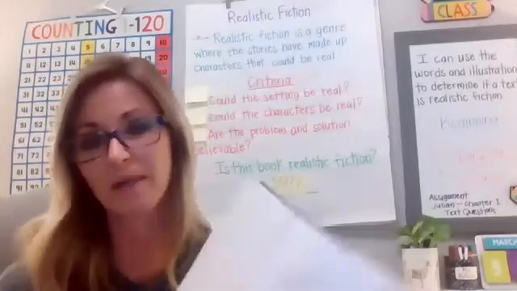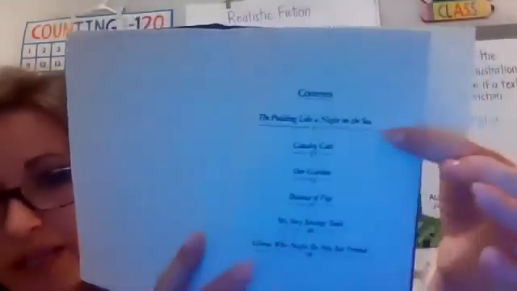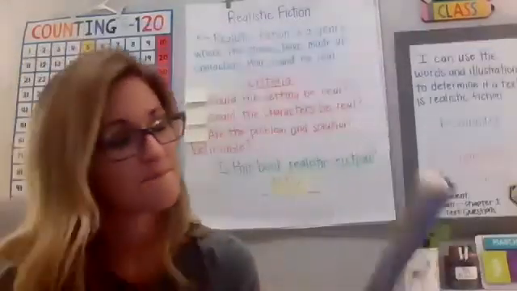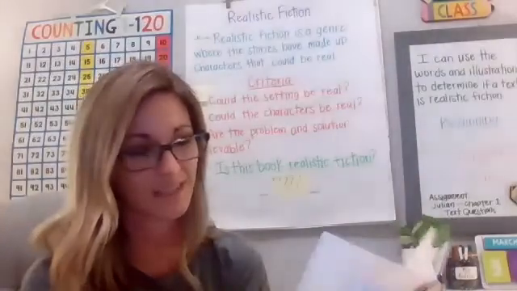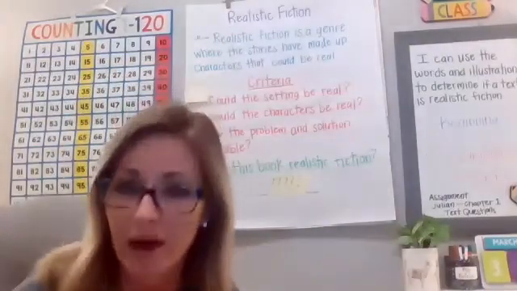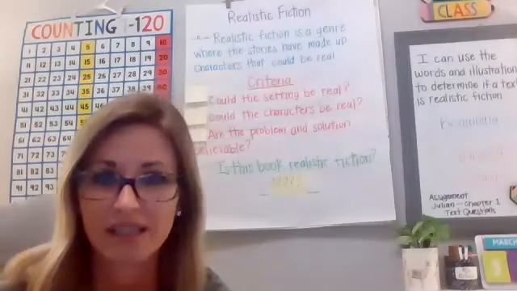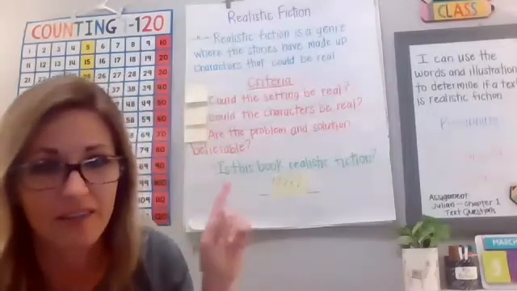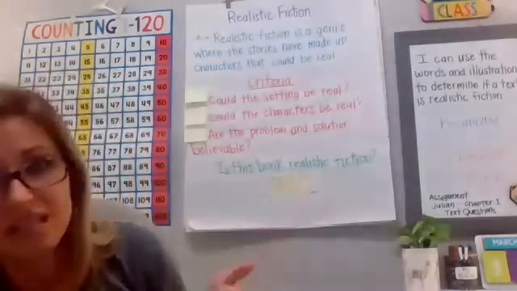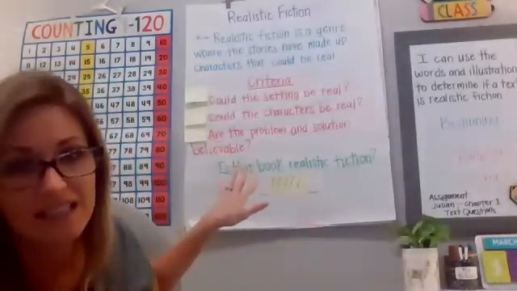So there are 6 chapters, and we're reading this first one today, The Pudding Like a Night on the Sea. Remember, as I'm reading, be thinking about, is this story realistic fiction? Remember the criteria that I have above me in the anchor chart. Can it be realistic fiction if it has these things?